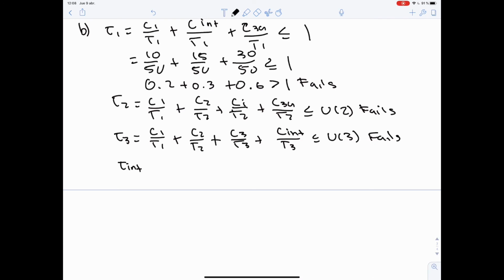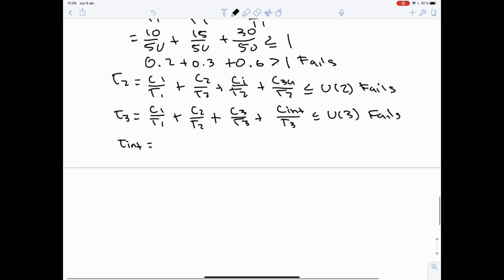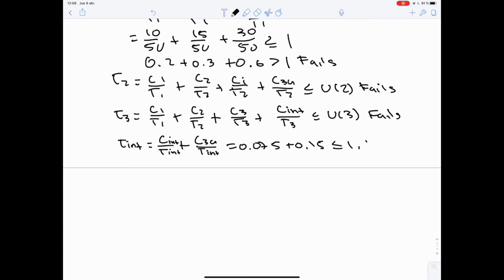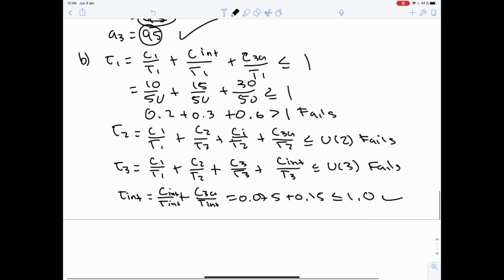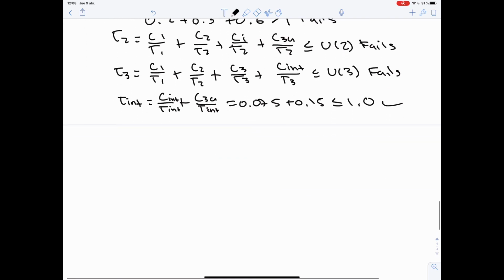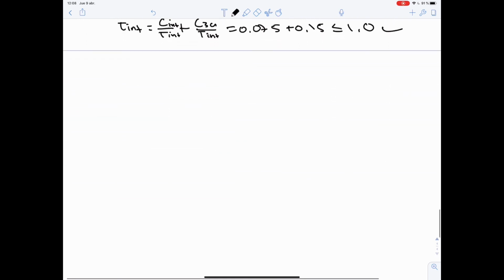And for the interrupt, we actually now have something that can interrupt it, or that can kind of block it. So we're going to have the cost of I and Ti, and we're also going to have the 3A now with this one. And this will be equal to 0.075 plus 0.15, and we want to check if that is less than 1, and it is. So the interrupt is schedulable, but task 1, task 2, and task 3 apparently are not. They didn't satisfy the extended UB test.